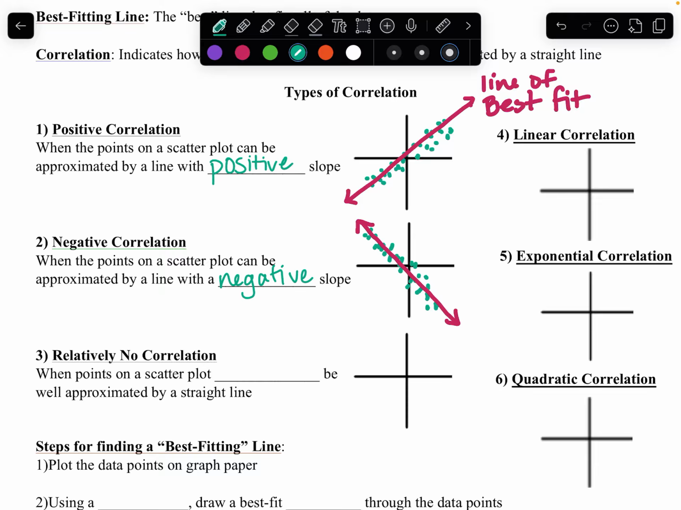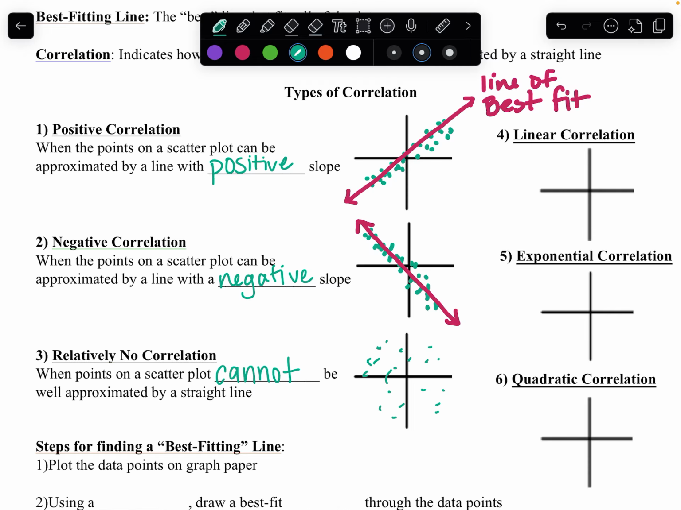What we're going to be doing is, in a sense, smushing all the data to create one line. And our last one, no correlation, is when the points on a scatter plot cannot be well approximated by a straight line. Like they are all over the place. You can't make anything out of it.